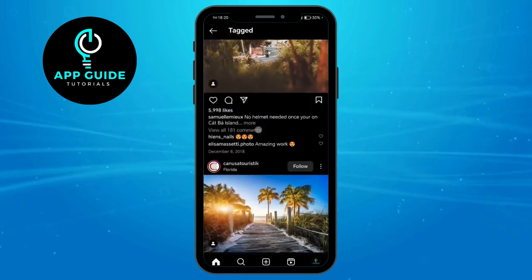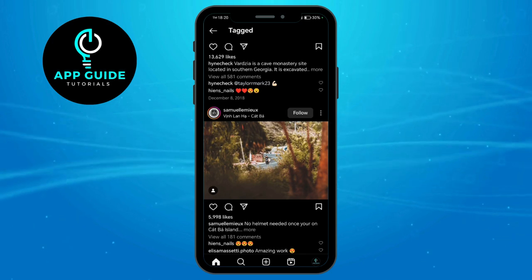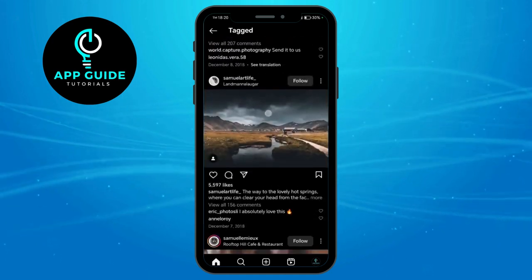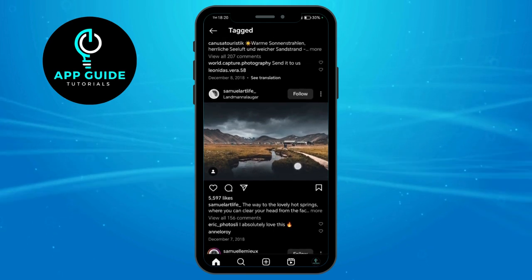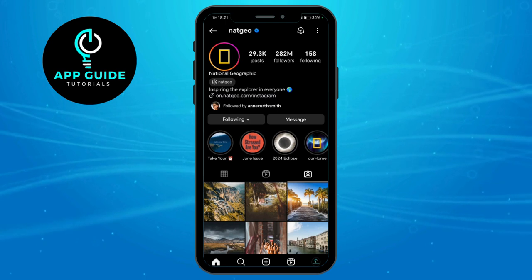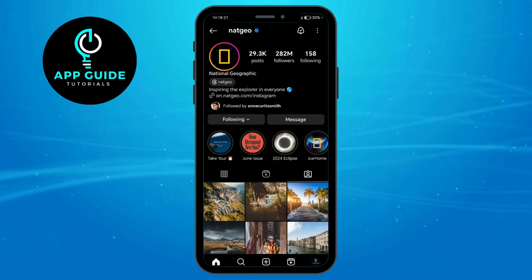Right here, there's another way for you to see what they have been doing recently. Unfortunately though, this is the closest we can get to seeing a specific person's Instagram activity. So that's it. That's the whole process.